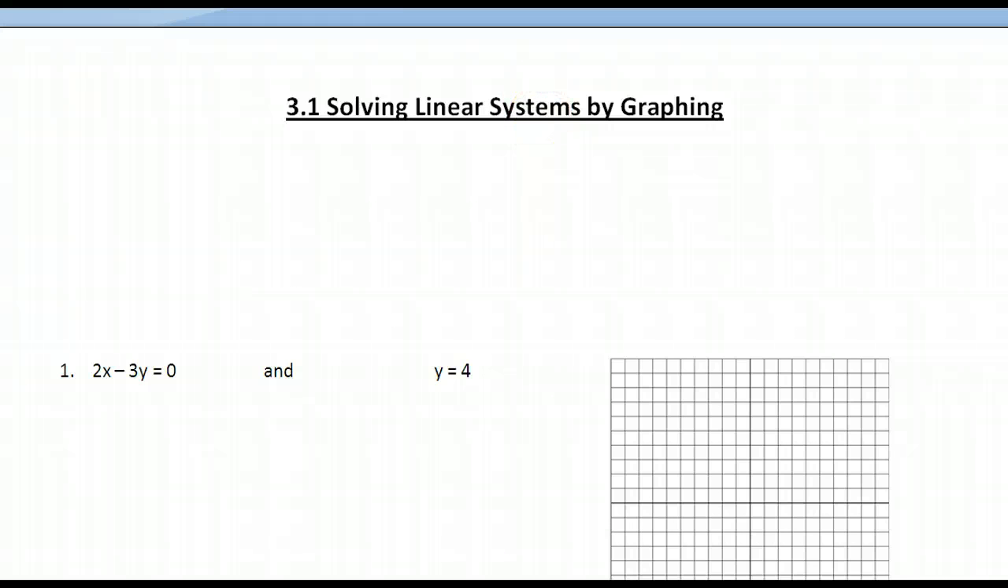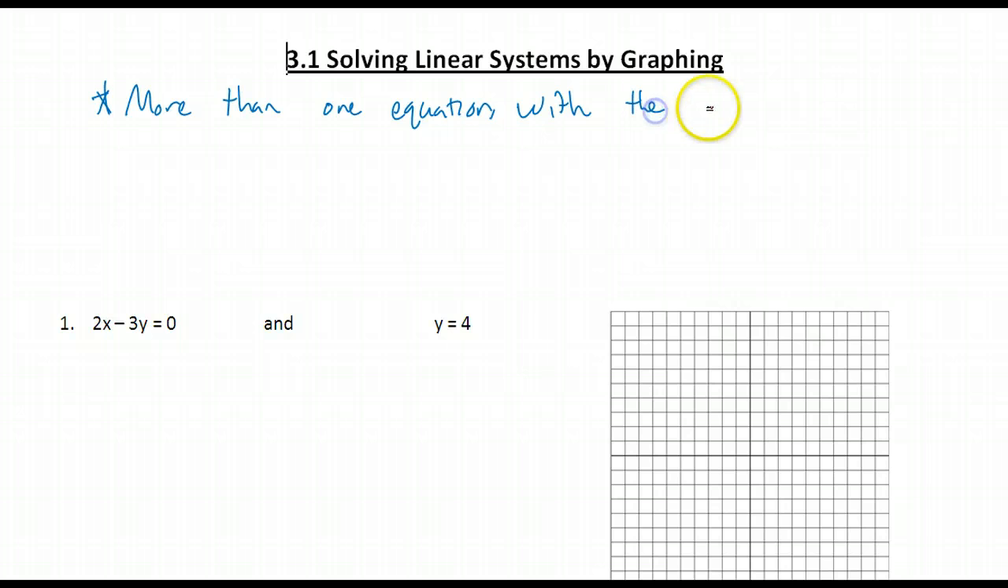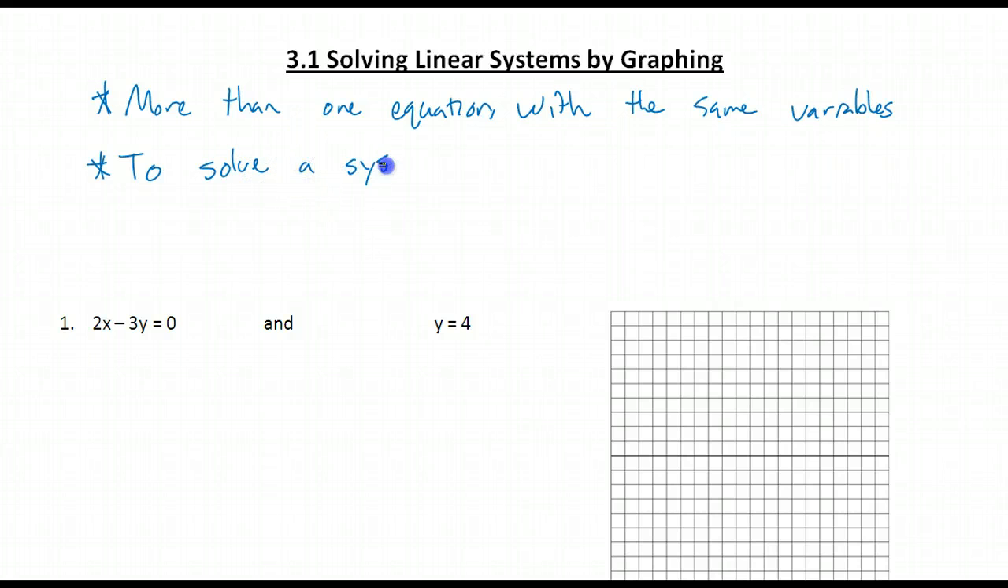A system of equations is more than one equation with the same variables. To solve a system of equations, we need to find the values that make all equations true.